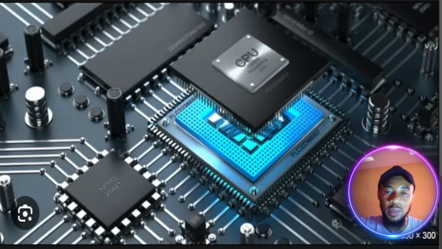So in today's video we're going to be talking about understanding your computer specifications. So you don't just go to the market and purchase any kind of computer. You need to understand exactly what you want to do with a computer system before attempting to go to the market to purchase a computer.